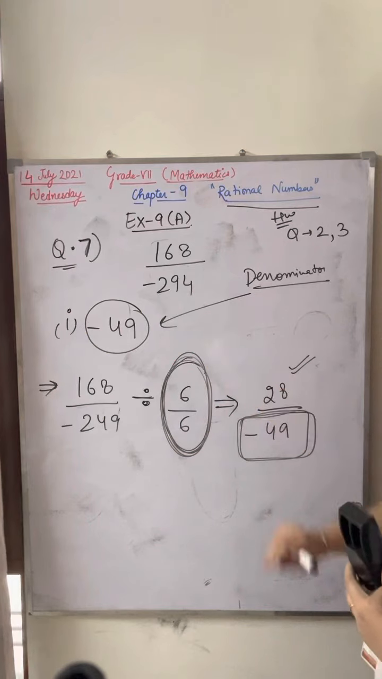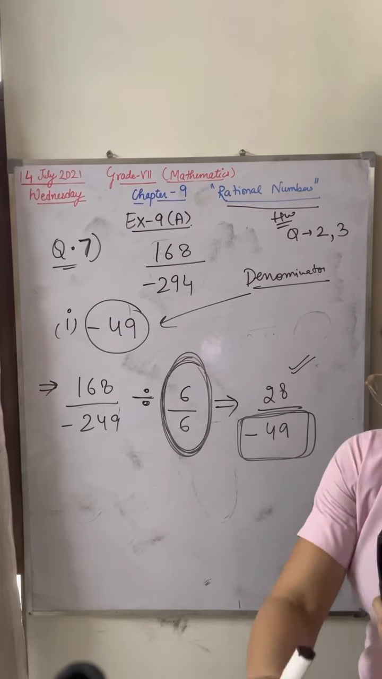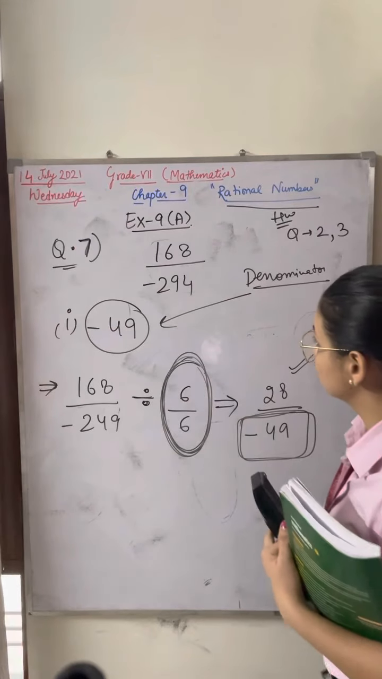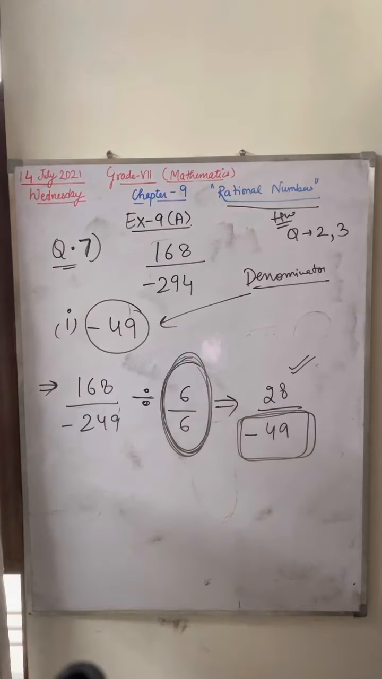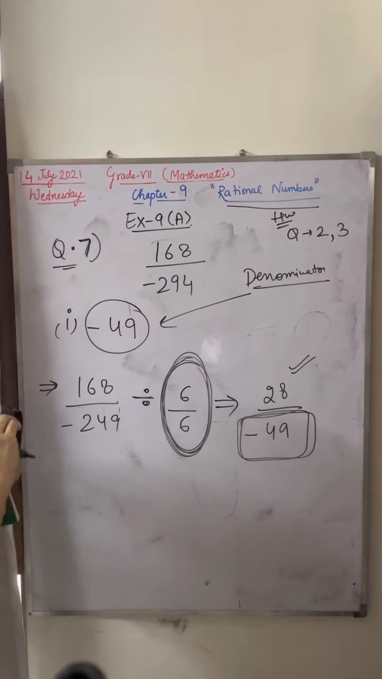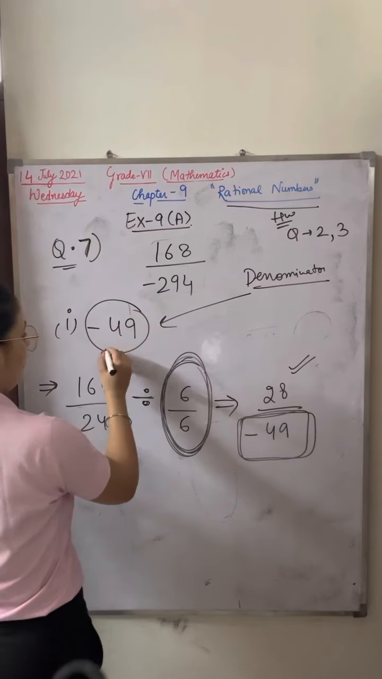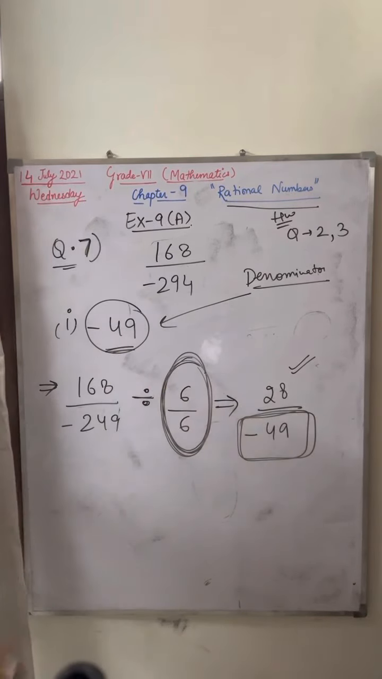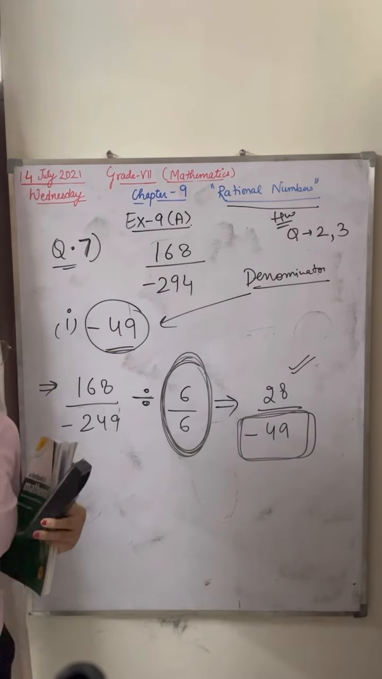Any doubt in this question? The 7th question? Okay. Right. So the other parts of the 7th question are your homework. In question 7, you have to check whether by multiplying your denominator will come, or by dividing this denominator will come. Right? Alright, bye-bye and take care, all of you.